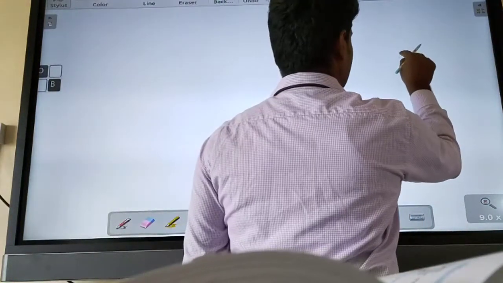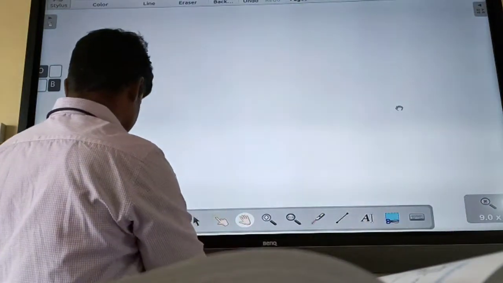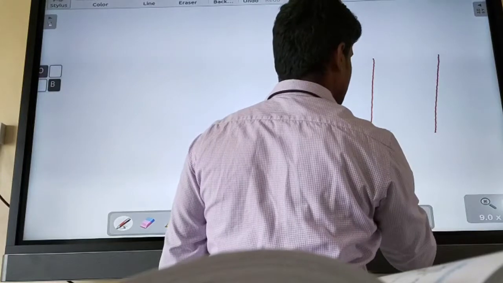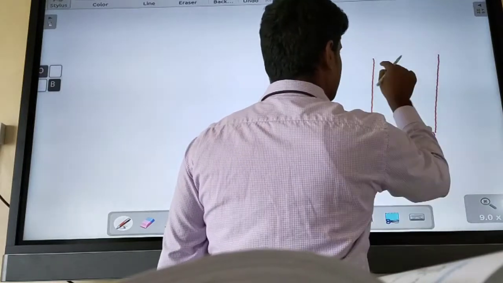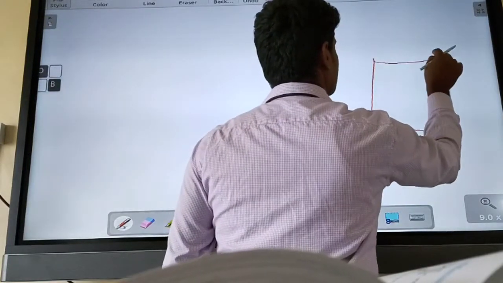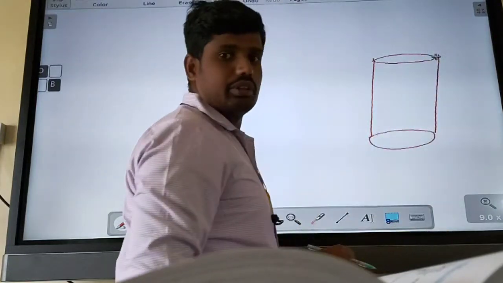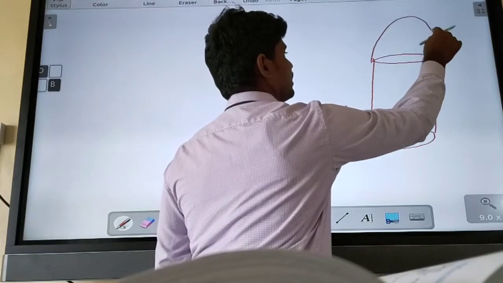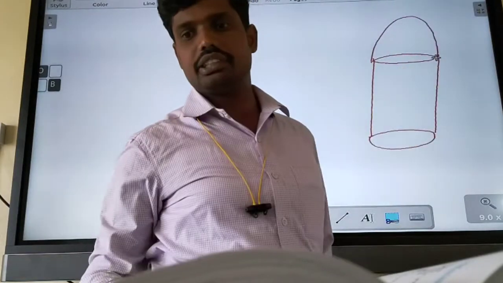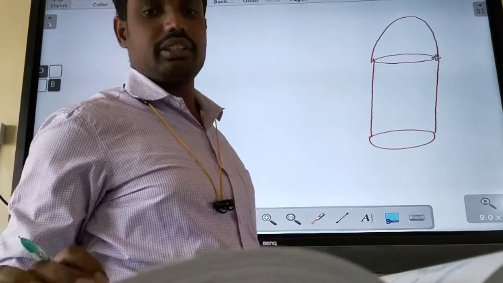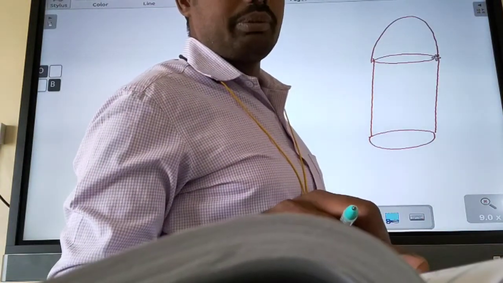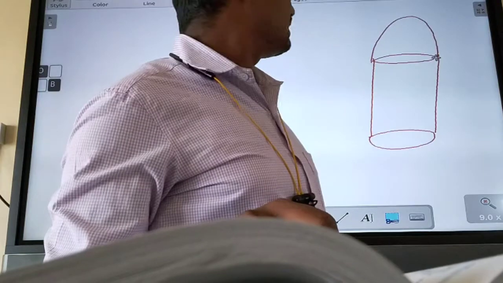See, children, observe all of you. Vessel in the form of a cylinder mounted on a hemisphere. Like that. This is the figure, children. Any doubt regarding this one? Now, a vessel in the form of a hollow hemisphere mounted by a hollow cylinder.